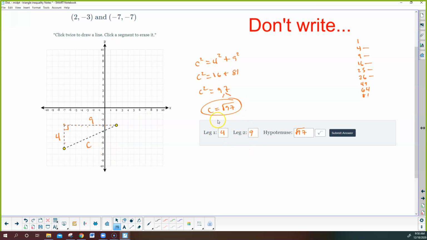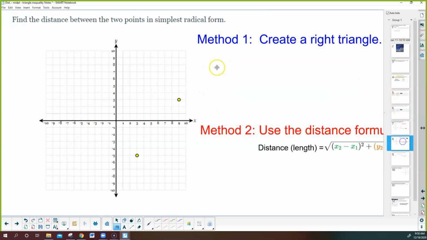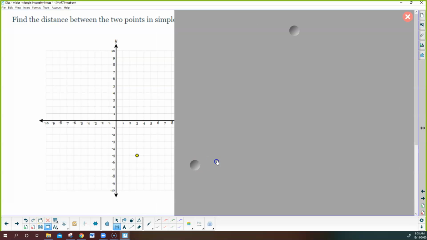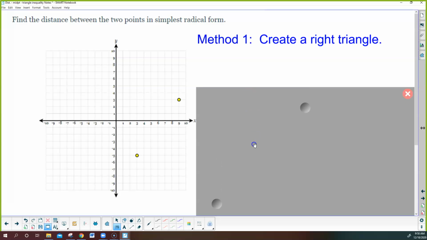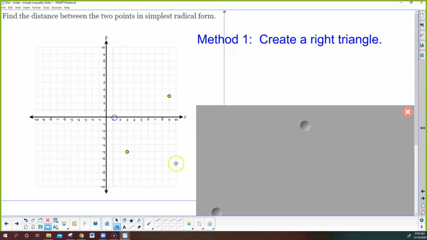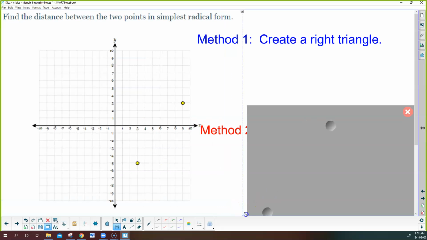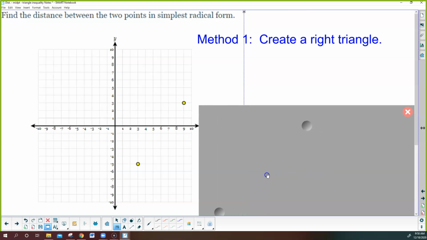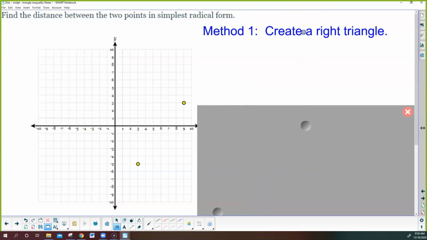Some people like to use that factor tree and break it down. All right. So we're going to show you 2 methods for doing this problem. Now, technically, you don't need to draw this graph if you don't want to. I'd like you to find the distance between the 2 points in simple radical form. Go ahead and try this with method 1, just creating a right triangle.